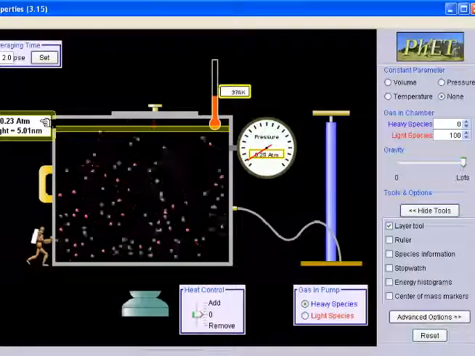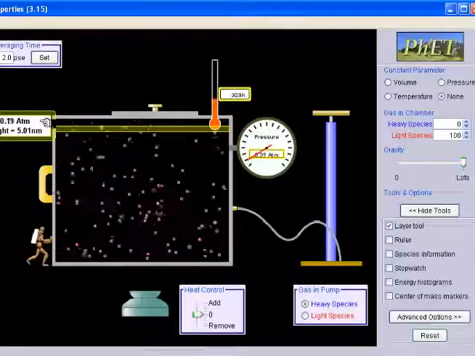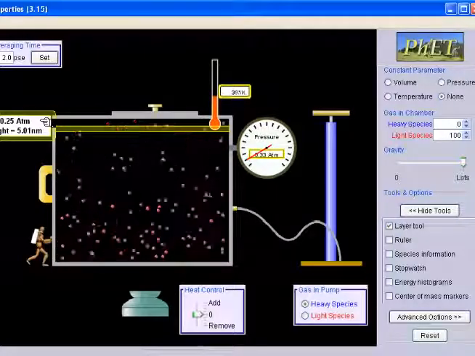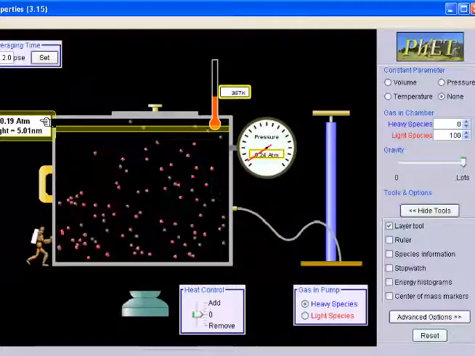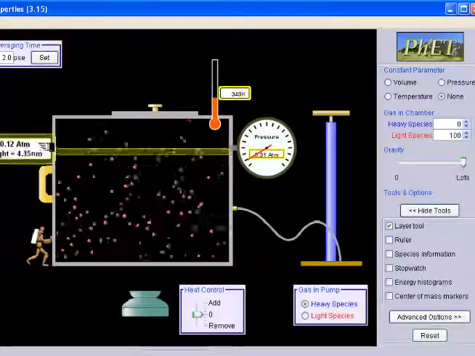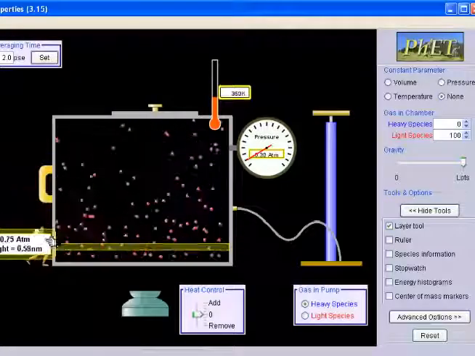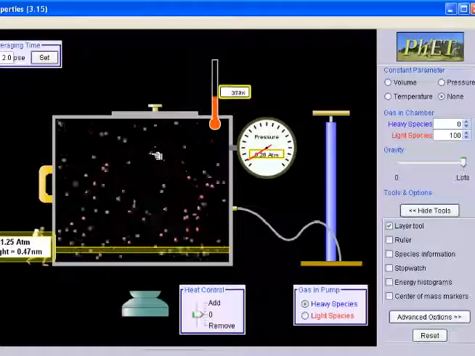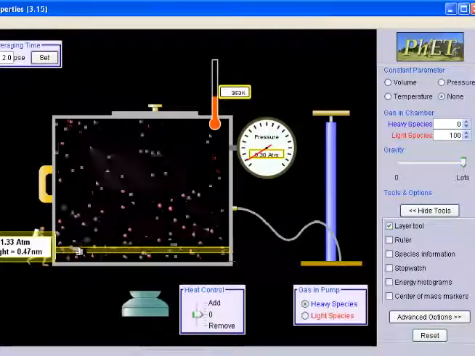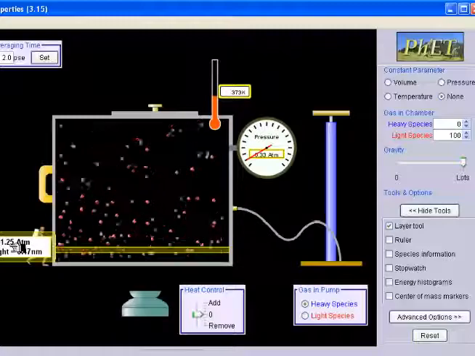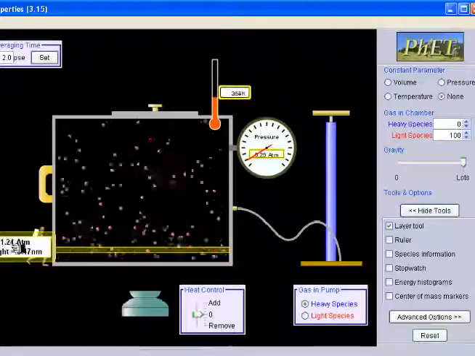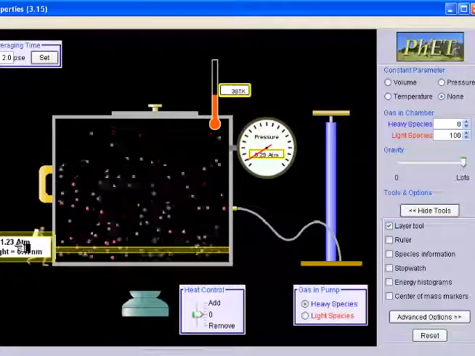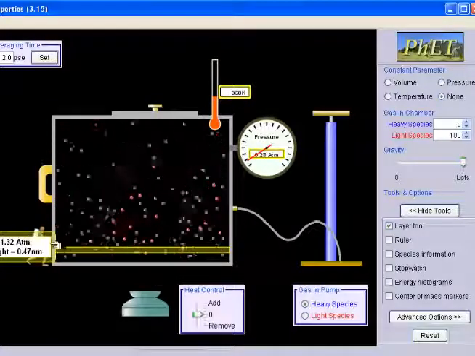1 atmosphere is the standard atmospheric pressure. It's equal to about 100,000 pascals, or 100 kilopascals. So if I use this layer tool and move it down here, you can see that the pressure of the gas in the container down here on the bottom is much larger. It was 0.27, now it's 1.4. So it is a full atmosphere larger than what it was before.